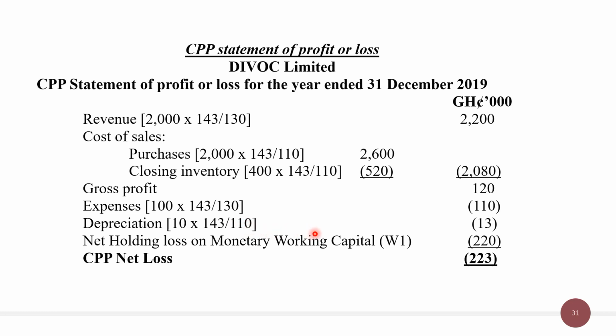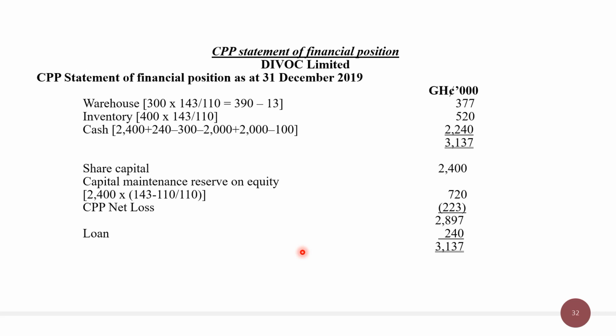And therefore, at the end of the day, for CPP, you calculate what is called the net holding loss on monetary working capital. Under CPP, you identify monetary and non-monetary. With the non-monetary, we will index them, but we will not index the monetary. But we will, however, find the loss for holding the monetary. And that's what will bring you the 220. So we'll see how we get the 220.